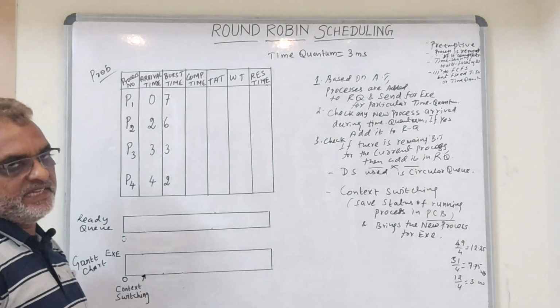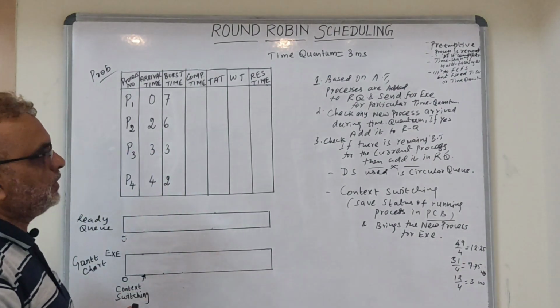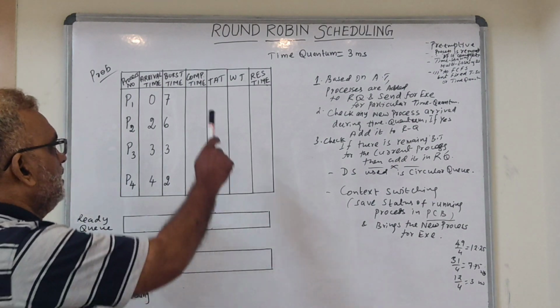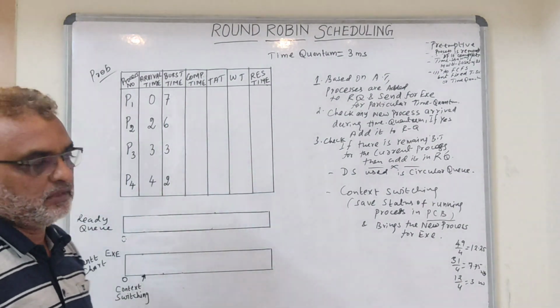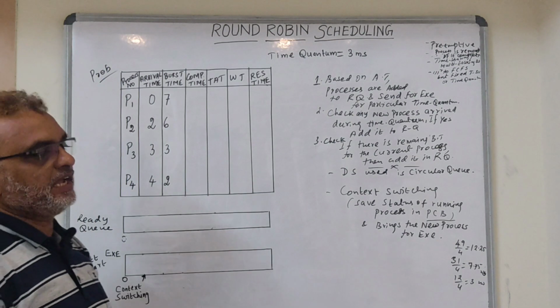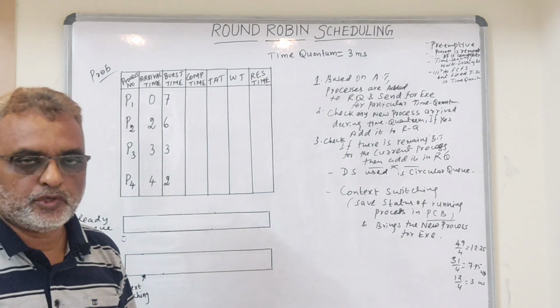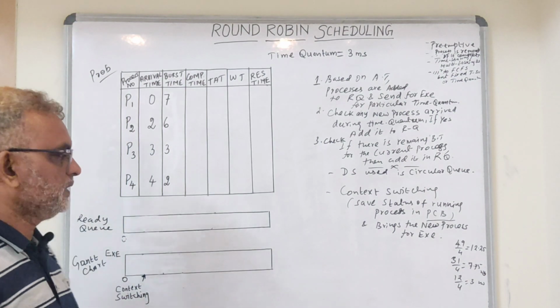The problem is given here. We have to solve this problem. I have to find out the completion time of each process, and how to calculate the turnaround time, the waiting time, and the response time. So that is what we are going to do now.